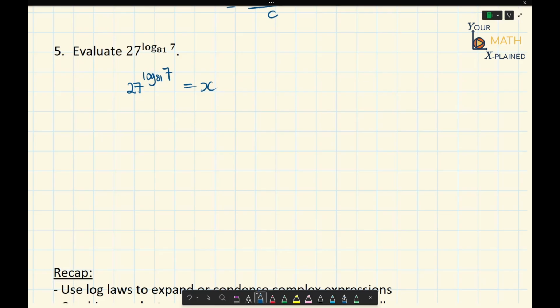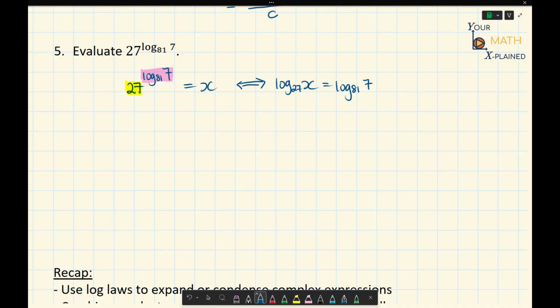But notice how this here is just an exponential equation. We have our base, which is 27. We have our exponent, which is log base 81 of 7, and it's equal to x. So that tells us we can actually rewrite this as log base 27 of x is equal to log base 81 of 7.